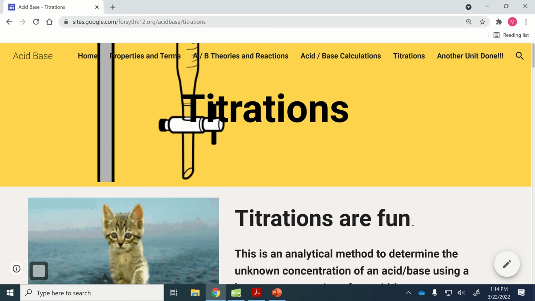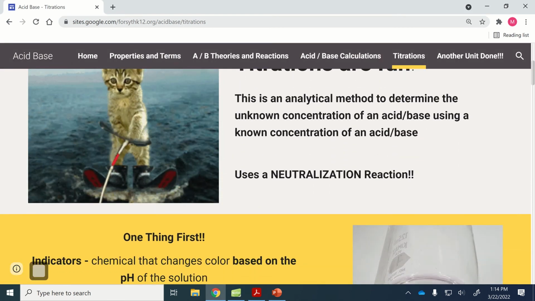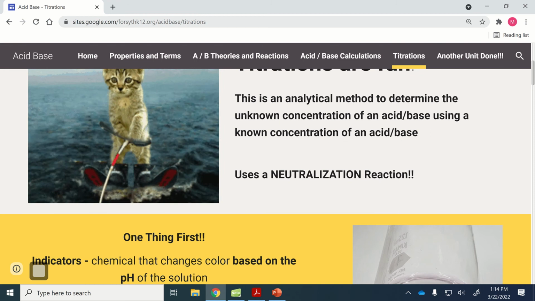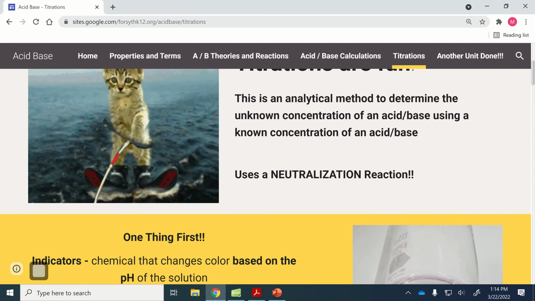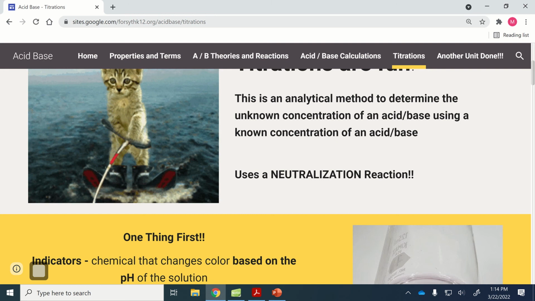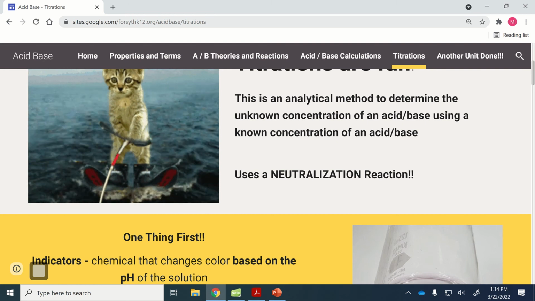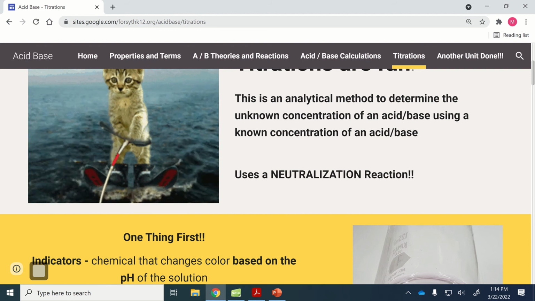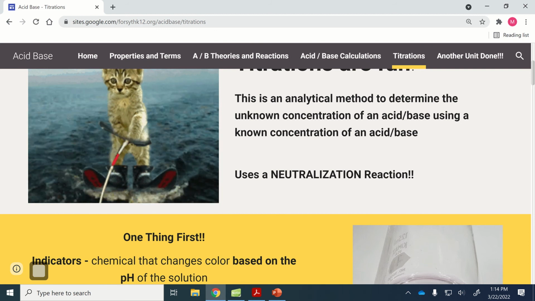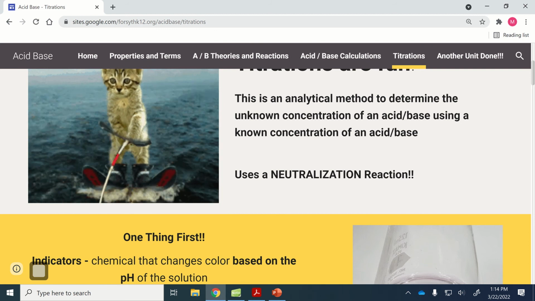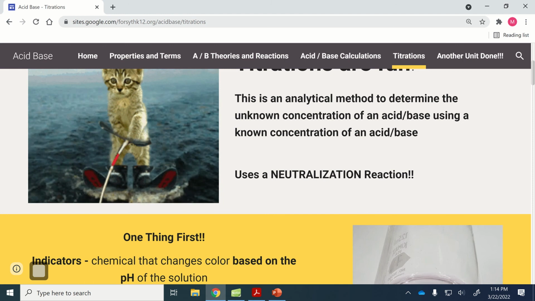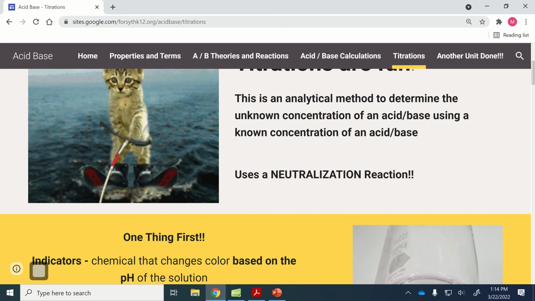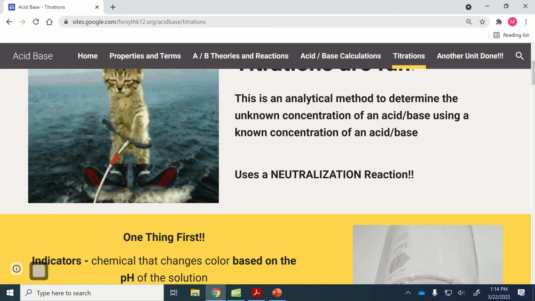So what is a titration itself? It is an analytical method to determine the unknown concentration of an acid or base using a known concentration of an acid or base. Obviously, if we're trying to find the unknown concentration of an acid, I need to use a known concentration of a base, and vice versa. While we are saying this is for acids and bases, it can be done for any sort of chemical reaction if you know the outcome you're expecting and you have some way to know when there's an outcome.